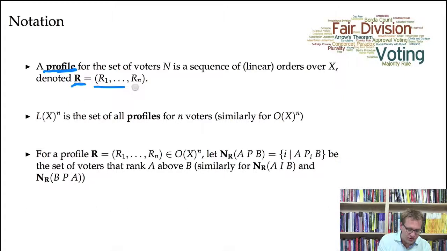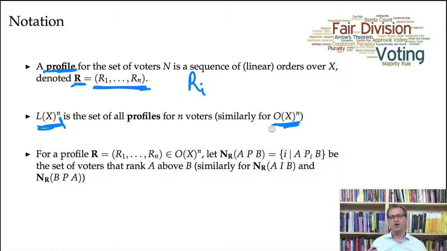So R here is just a sequence, R1 up to Rn. Each Ri is a relation, a preference ordering over the set X. So Ri represents voter i's preference ordering over X. Let L(X) raised to the nth power denote the set of all profiles for n voters. And similarly, if we're interested in arbitrary reflexive and transitive orderings.